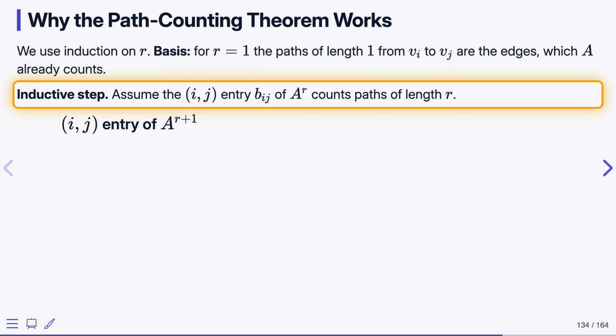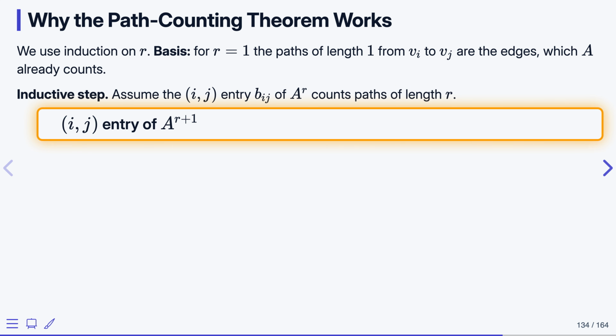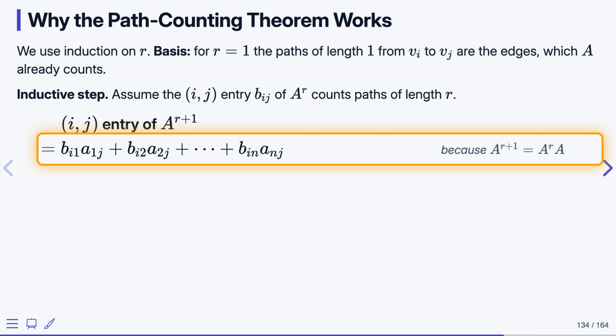Now the inductive step. Assume the entry Bij of A to the power R counts the paths of length R. Line 1. We want the ij entry of A to the power R plus 1. Step 1. A to the R plus 1 equals A to the R times A, so by the rule for multiplying matrices, that entry is a sum of products. Bi1 times a1j plus Bi2 times a2j, and so on.